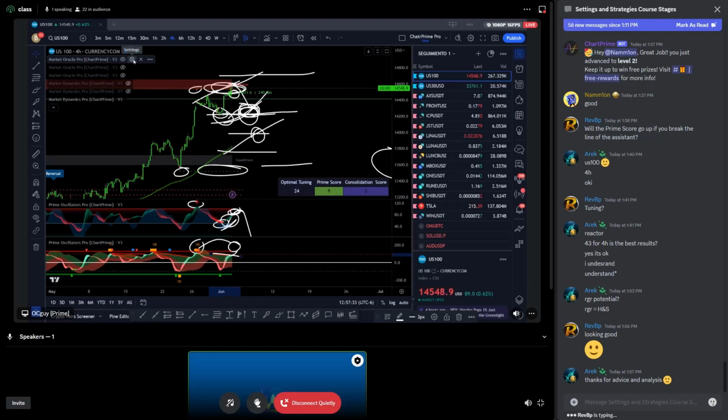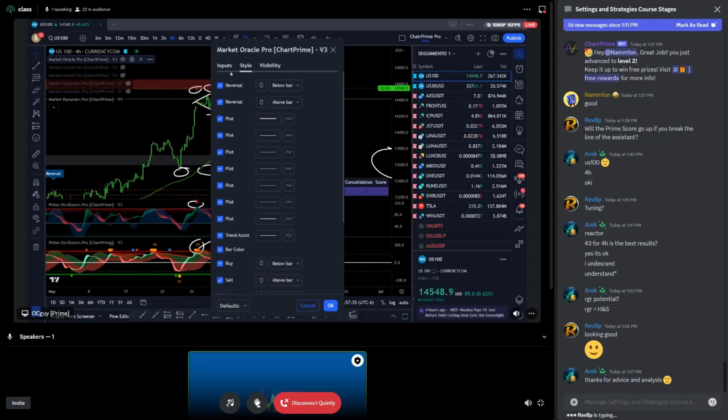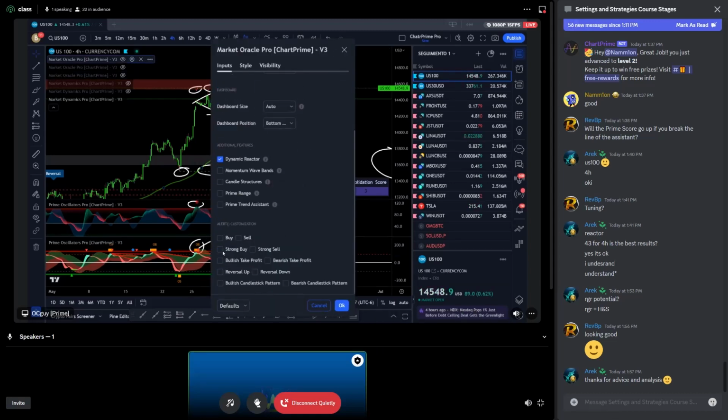For the alert system, let's go over the settings, go to inputs, and then look for the ones that you want to add. Just click the ones you like, right? That doesn't mean that whenever they come up together, you're going to have one single alert. No. You're going to have one individual alert every single time any of those comes into the chart, right?